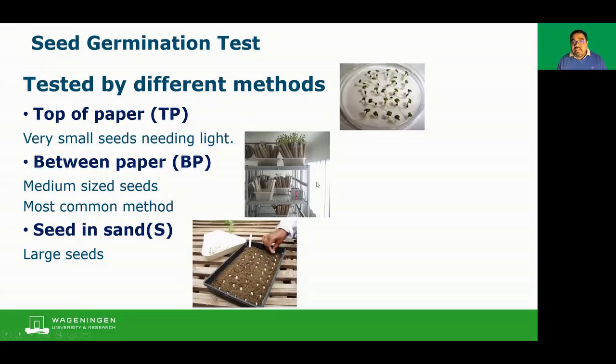You can see that these are the tests that are done between paper, for medium size seeds, and the most common method of doing any kind of seed testing is the between paper method. It is very reliable, and it doesn't require much space. For very big seeds like maize, big beans, kidney beans, and corn, these seeds are very large. It is very difficult to germinate them between paper, but it is very easy to do it inside. These things are always done in such a way that the maximum amount of moisture is available for the seed coat to imbibe.